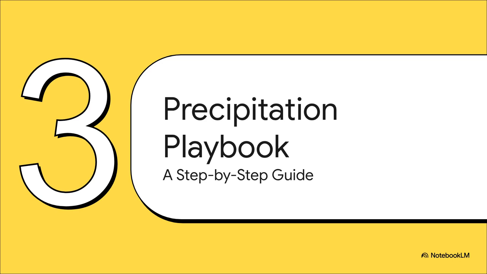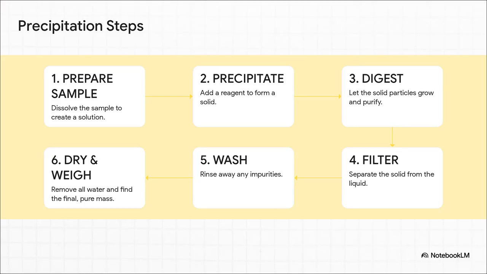Well, the most common way is through a process called precipitation gravimetry. And it's not some random thing. It follows a really specific playbook to make sure the result is spot-on accurate. The whole process is super methodical. First, you get your sample ready by dissolving it. Then comes the magic part. You add a special chemical, a precipitating agent, that reacts only with the thing you're looking for, causing it to crash out of the solution as a solid. After you let those little solid particles grow and get pure in a step called digestion, you just filter them out, wash them clean, dry them completely, and then you head to the scale for that final crucial weigh-in.